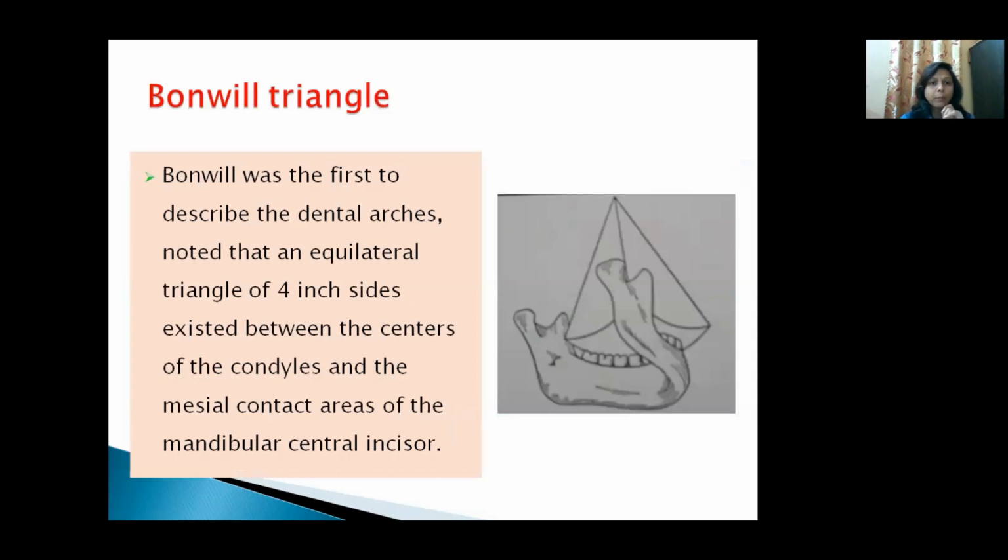Coming to the Bonwill triangle, defined by Bonwill, who was the first to describe the dental arches, and he noted that an equilateral triangle of 4 inches existed between the center of the condyles and the mesial contact area of the mandibular central incisors.